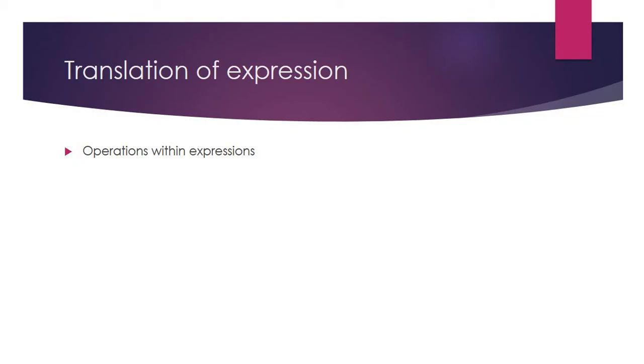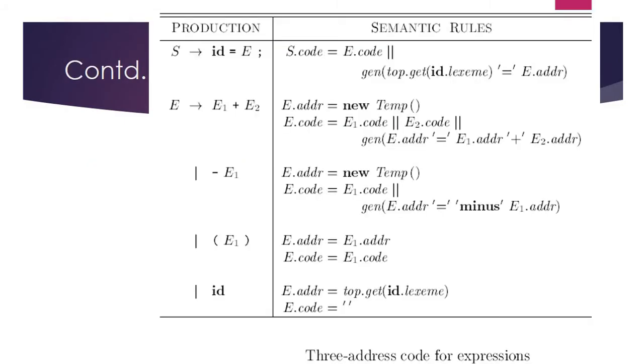So let us see how the translation of expression will be done by the compiler. For this we are going to consider the arithmetic expression grammar and how the translations are embedded within the grammar. So in this slide you can see the productions and the semantic rules. The first production rule is S produces ID equal to E semicolon.